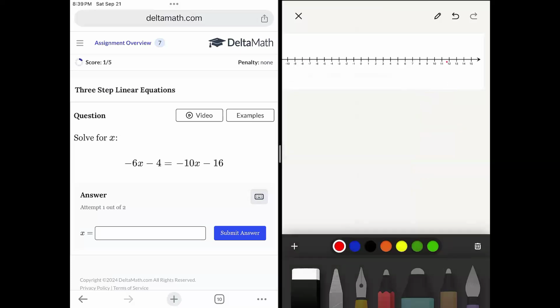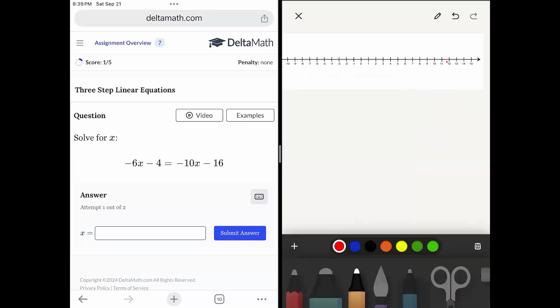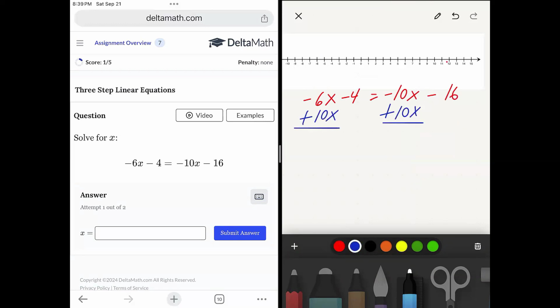Let's see here. This one, again, has variables on both sides. I've got negative 6x minus 4 equals negative 10x minus 16. I'm going to move this negative 10x to the other side by doing the opposite, so I'm going to put in positive 10x. And this is going to be negative 6 plus 10. So you start at negative 6 and go 10 to the right. You're going to wind up at 4x. I'm going to have this 4 here, and then these cancel out. And this is going to be minus 16.